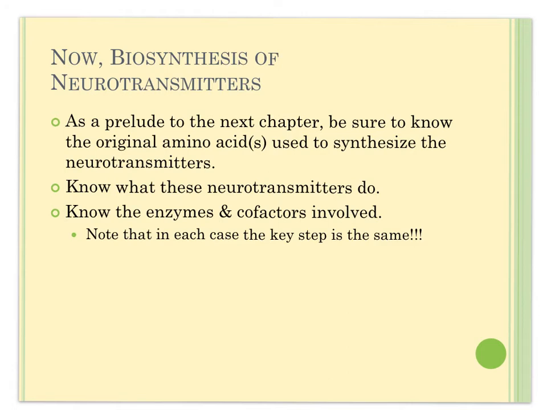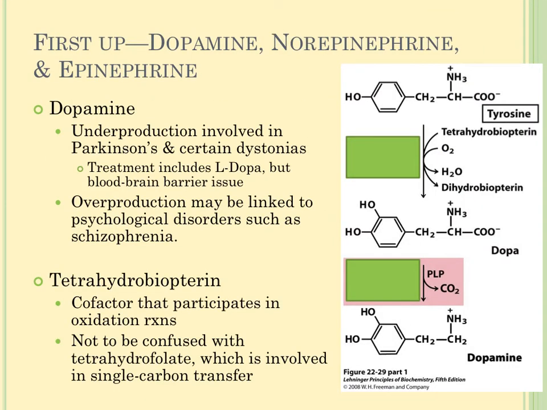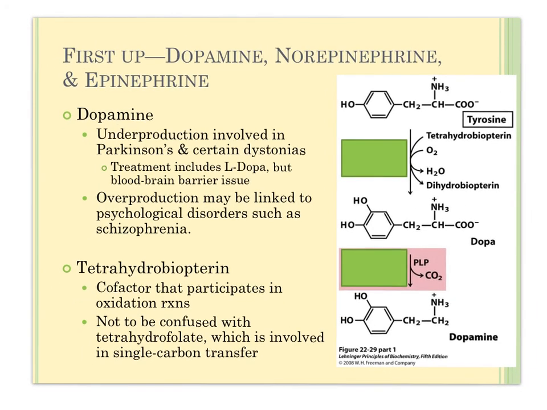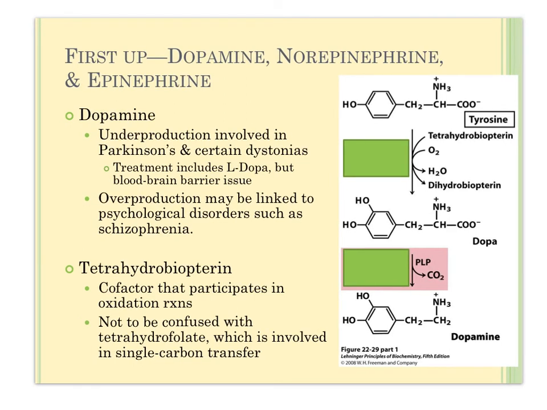All right. So first up, we're going to be talking about dopamine, norepinephrine, and epinephrine. What was another name for epinephrine? Adrenaline. What's another name for norepinephrine? Noradrenaline. Okay. These are derived from tyrosine. That's why it's very important you make sure you get tyrosine in your diet.